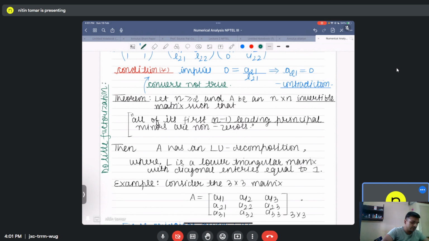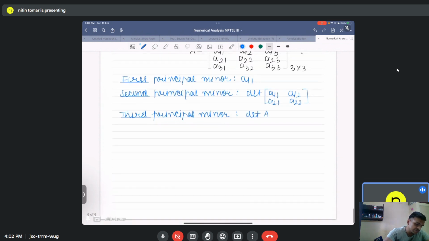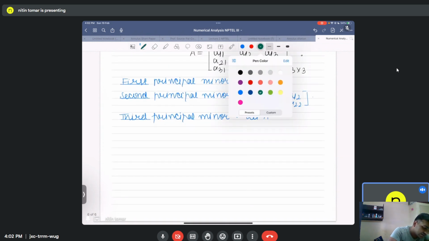Is it fine? Do you understand it now? What do we mean by LU factorization? Yes, sir, I understand. So, if I give you one example, can you find its LU factorization?